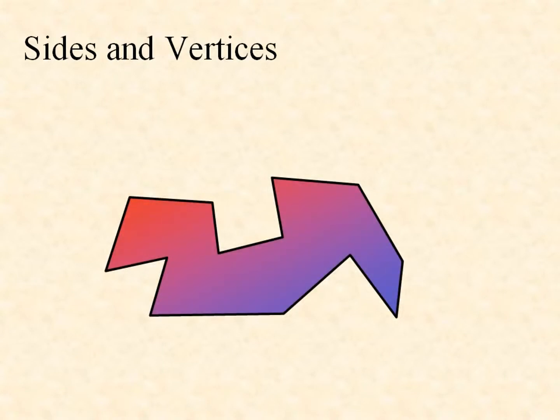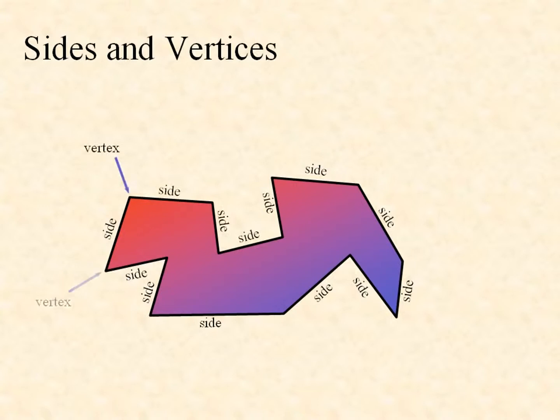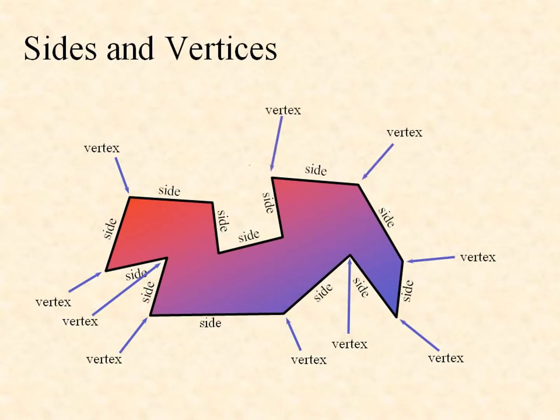The segments are called sides, and the endpoints are called vertices. A vertex, therefore, is a corner or common endpoint of two sides.